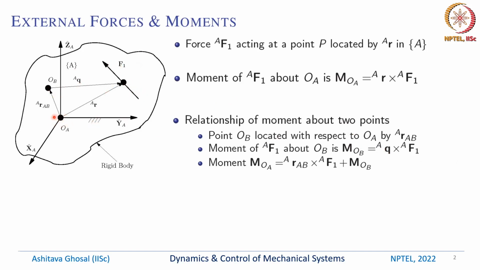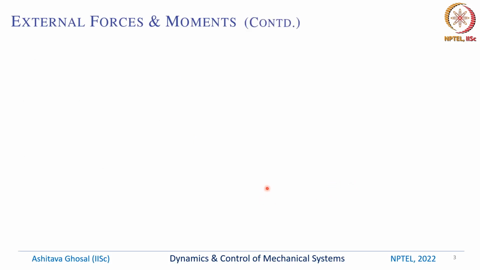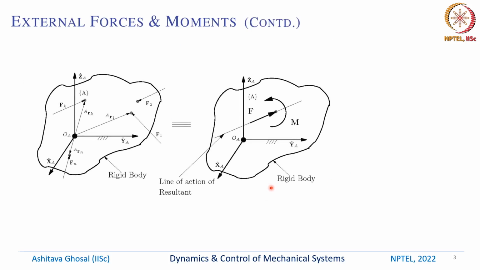So the moment about OA is ARA plus this. What you can see is that the moment about OA, which is this quantity, is nothing but this vector plus this vector, and then we have to do the proper cross product, and the cross product of this part is MOB. We will see how it is useful a little later.